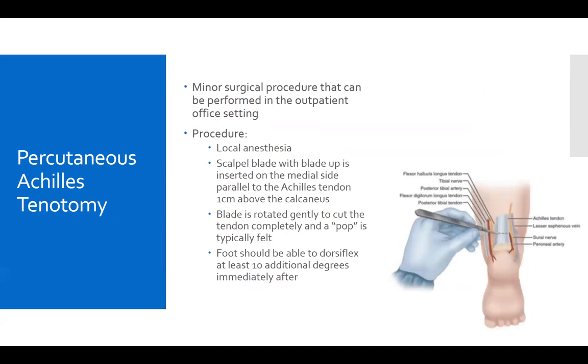So we'll talk about what the percutaneous Achilles tenotomy looks like. It's a minor surgical procedure that can be done safely in an outpatient office setting. For the procedure, you just need local anesthesia. Typically, a scalpel blade with the blade up is inserted on the medial side, parallel to the Achilles tendon, about 1 centimeter above the calcaneus. The blade is then rotated gently to cut the tendon completely, and you usually hear and feel a pop, which tells you that you transected the tendon. Immediately after doing the tenotomy, the foot should be able to dorsiflex about 10 degrees or more.